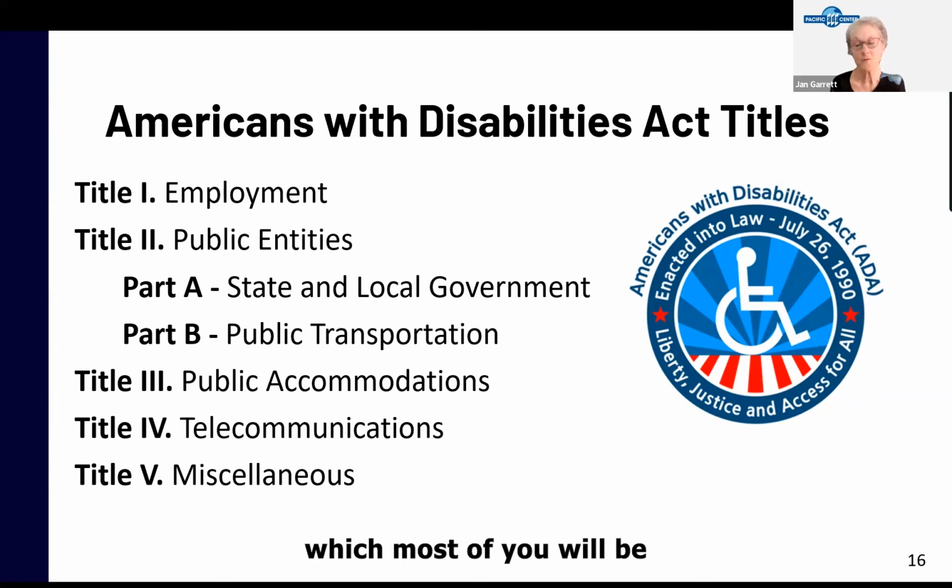Title III is the one most of you on the call today will be covered by, although we realize many of you are coming from a variety of different places. Most of you are probably businesses or private nonprofit organizations. Title III covers public accommodations, which means private businesses and nonprofits that are open to the public. That's almost everything you can think of, from grocery stores to nail salons to doctor's offices. All of those places are privately owned and open to the public, and so they are called public accommodations.